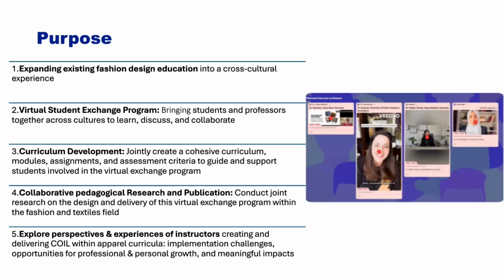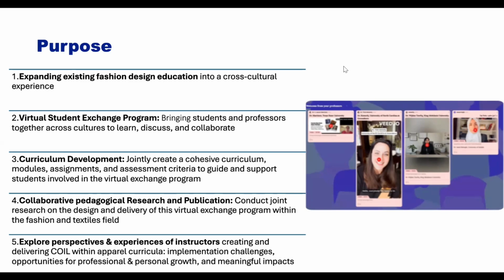So here's an outline of the core purpose of our COIL project, which was designed with several key objectives in mind. Our main, overarching purpose was to take traditional fashion education beyond its usual scope to integrate a cross-cultural experience. We wanted students from Saudi Arabia and the United States to engage with one another, learn about each other's culture, and explore how fashion differs and overlaps across borders. We did this through a virtual exchange program. We enable students to work with their peers and instructors from different cultural backgrounds.